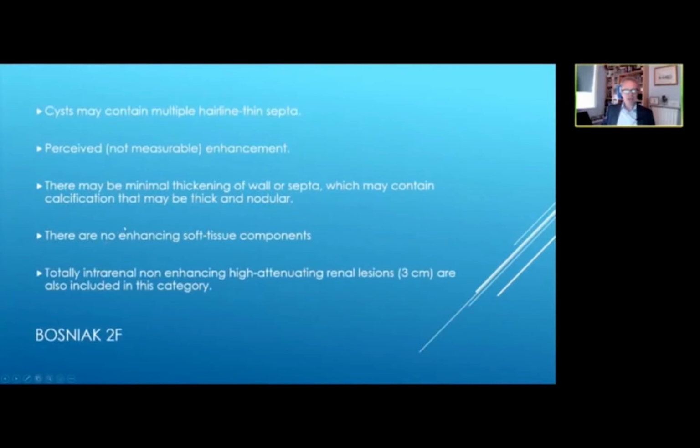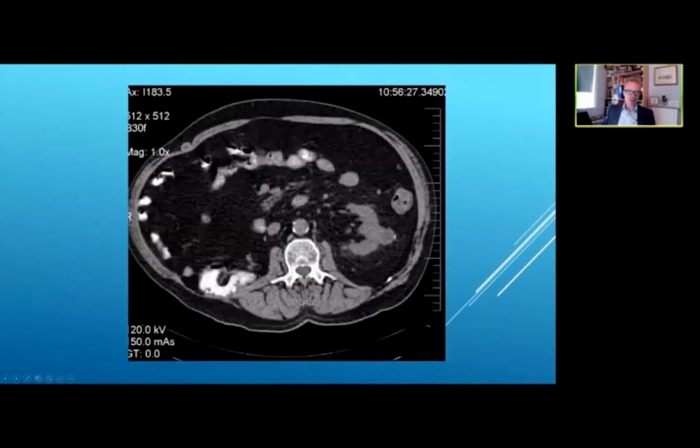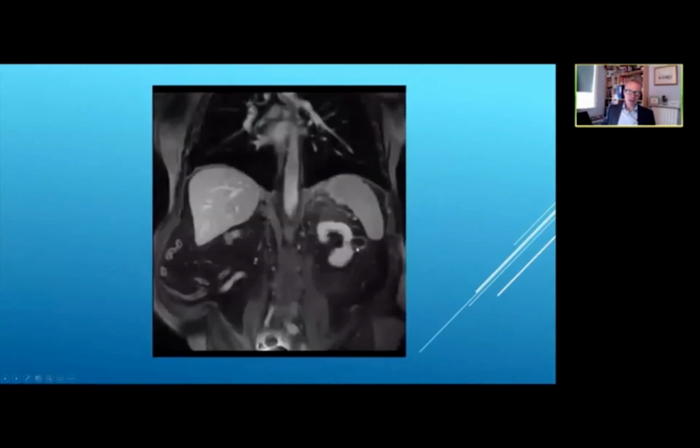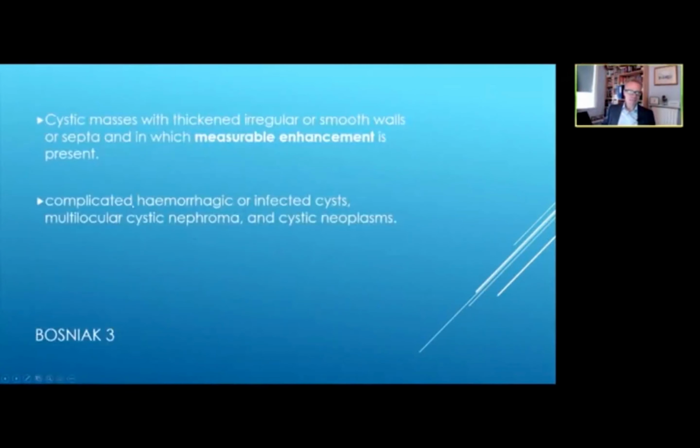Bosniak 2F. F could stand for fun or follow-up because we're going to have fun with a lot of these cases. They can contain multiple septa. They've got perceived but not measurable enhancement. There could be a slightly thickened wall, no enhancing solid soft tissue components, and intrarenal hyperdense cysts fall into the Bosniak 2F classification. Here's a cyst on CT, possibly enhancement there. On MRI, it clearly does enhance.